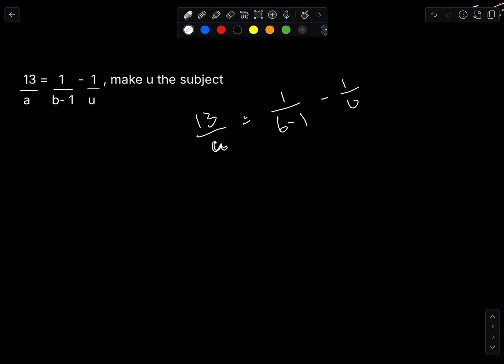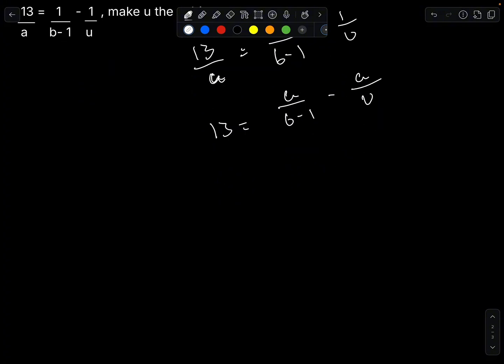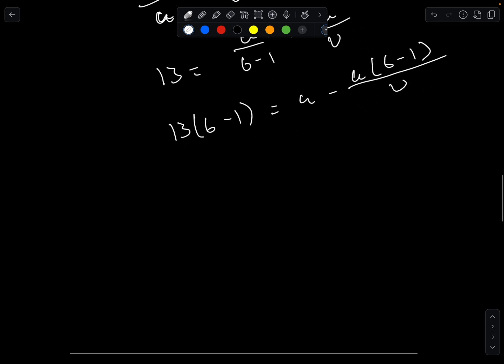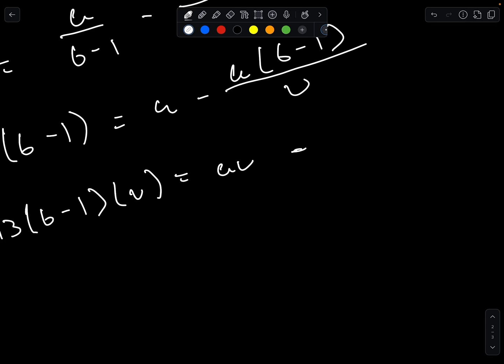So, we're making u the subject. Obviously the first thing we're going to do, let's times everything by a. So we have 13 equals a over b minus 1 minus a over u. Let's times everything by b minus 1. So we have 13 times b minus 1 equals a minus a times b minus 1 all over u. Let's times everything by u now. So 13 times b minus 1 times u equals au minus a times b minus 1.